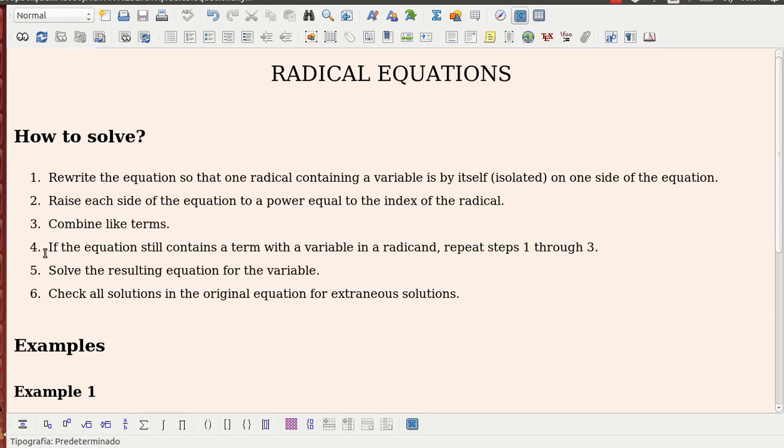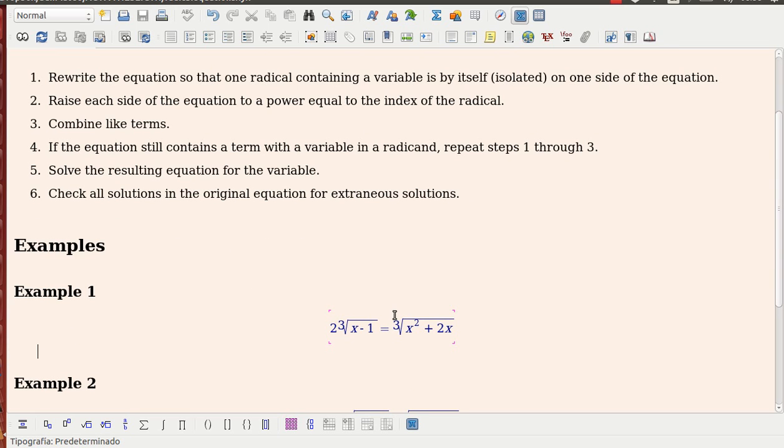Solve the equation for the radical, raise both sides of the equation to the index, and fifth, solve the resulting equation and check all solutions in the original equation. Extraneous solutions means false solutions, solutions that you get in the process but are not valid for the original equation.